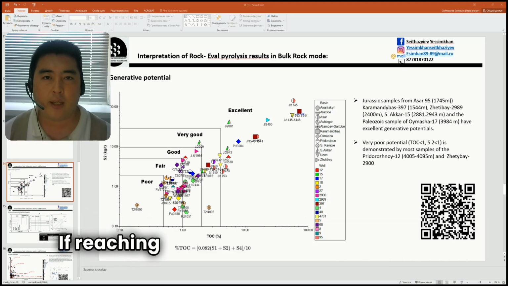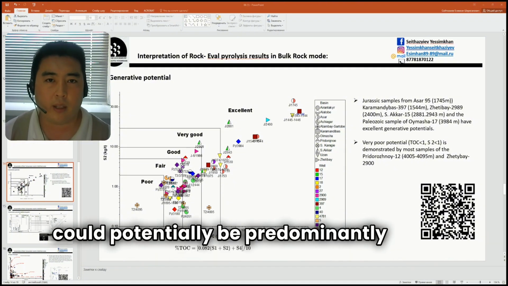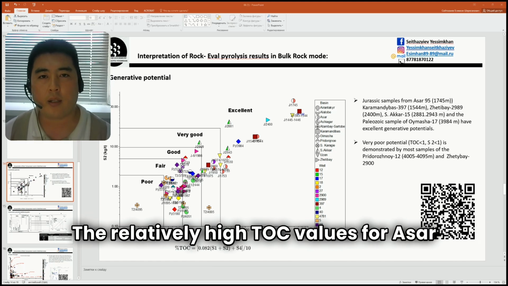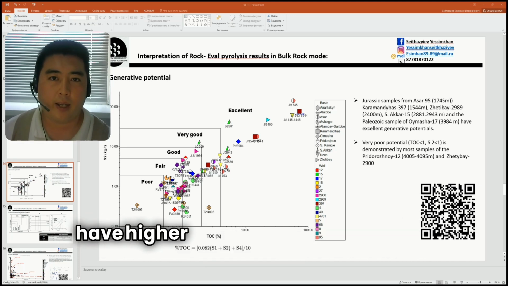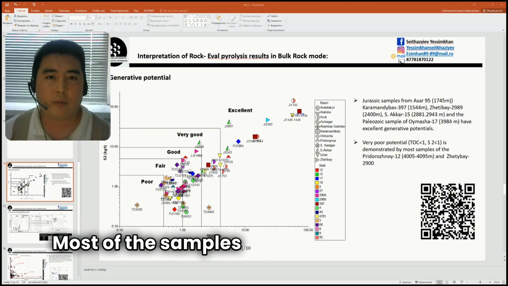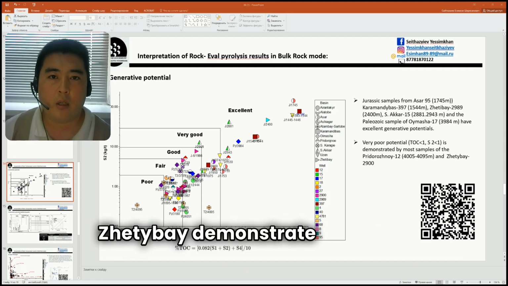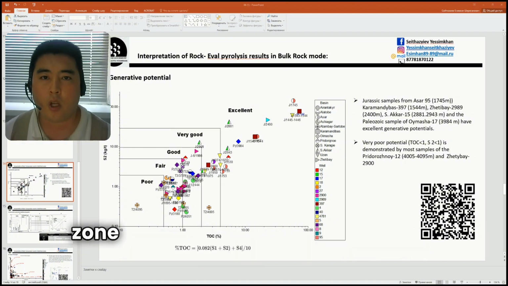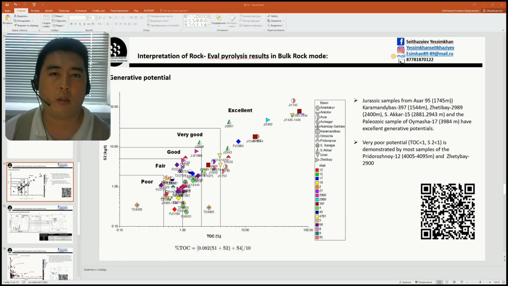If reaching enough maturity, these layers could potentially be predominantly source rocks. The relatively high TOC values for Asar samples could be explained by the fact that they have higher values of residual carbon. Most of the samples from Pridorozhny and Chitubay fields demonstrate very poor potential, although the remaining samples are in the zone of average to good generation potential.